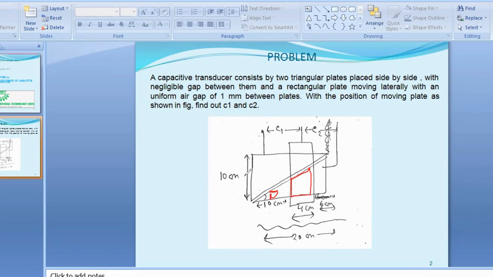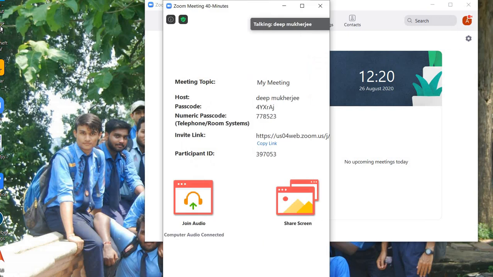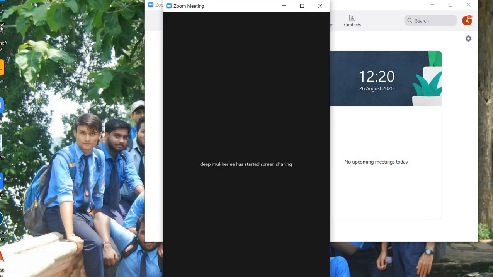Because this is 10 centimeter. Suppose this is the 10 centimeter. Similarly, this is the 10 centimeter. And the total is given as 20. So tan theta equals what? That is 10 by 20. So tan theta equals 10 by 20.